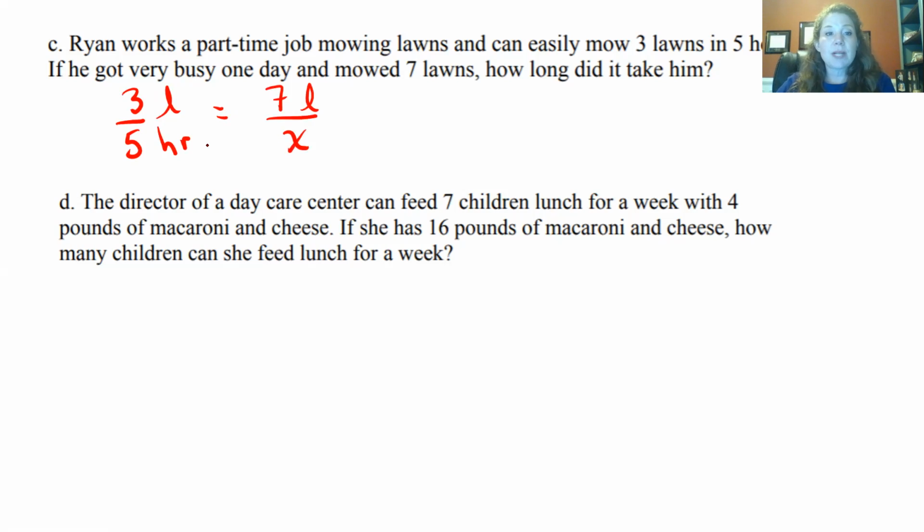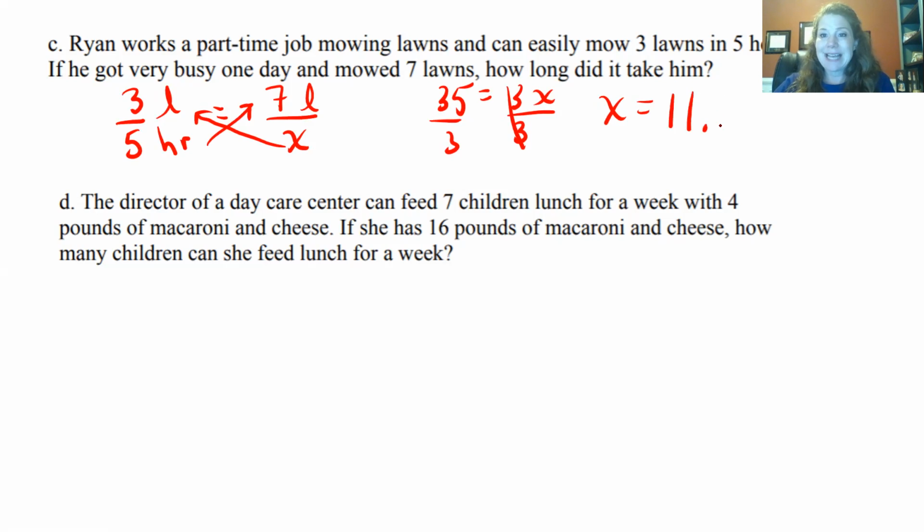So we're going to cross multiply. 5 times 7 is 35. 3 times x is 3x. We're going to divide by 3. So our answer is 35 divided by 3, which is 11.7 hours approximately. I rounded to the nearest tenths place.